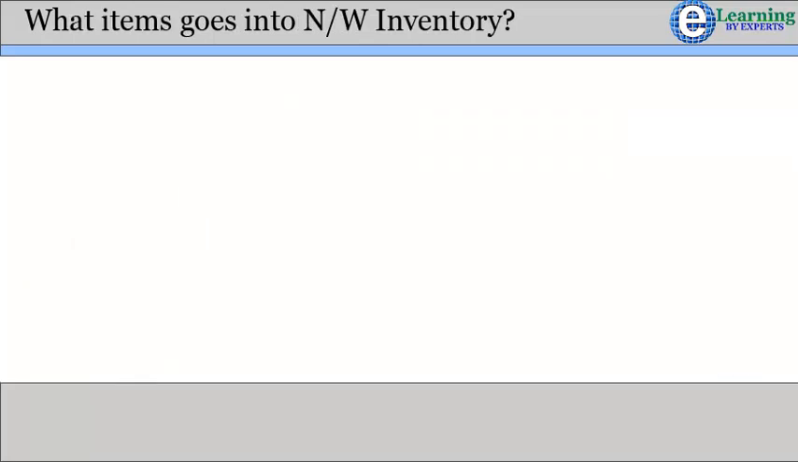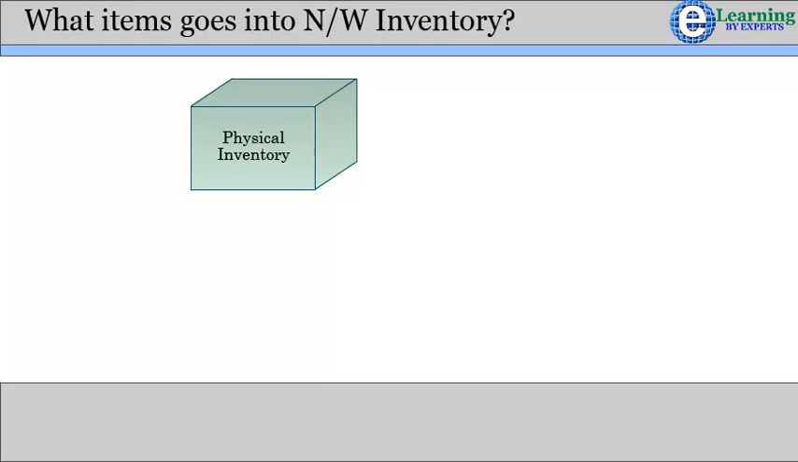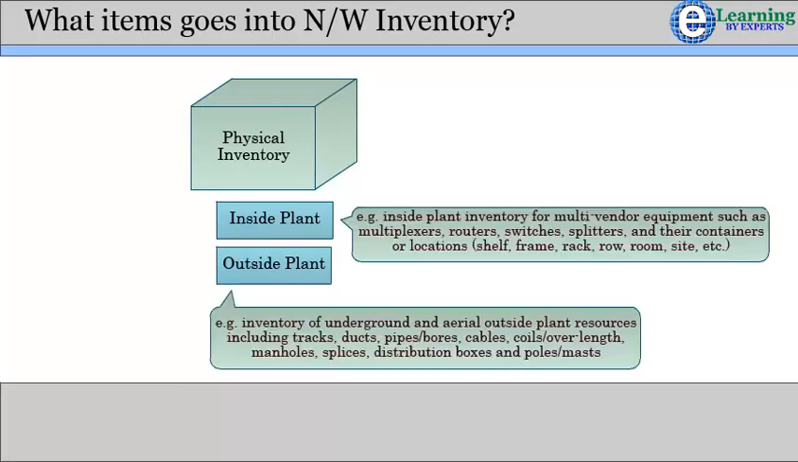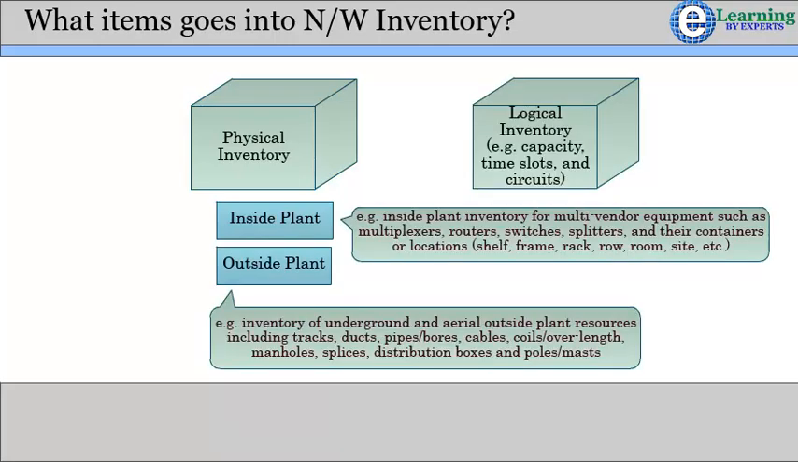Inventory can be of two types: physical inventory and logical inventory. Physical inventory can be further divided into inside plant physical inventory and outside plant physical inventory. Examples of each of the inventory types are mentioned. Logical inventory is something that cannot be seen or counted. Some examples of logical inventory are capacity, time slots, and circuits.